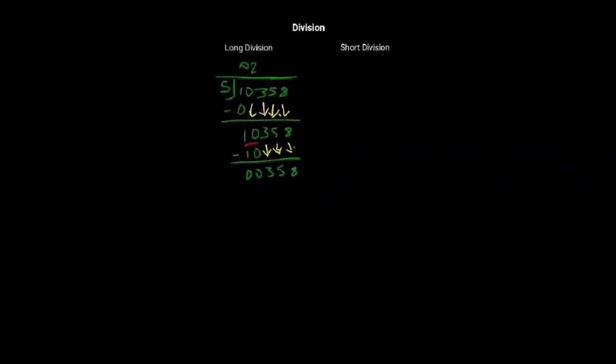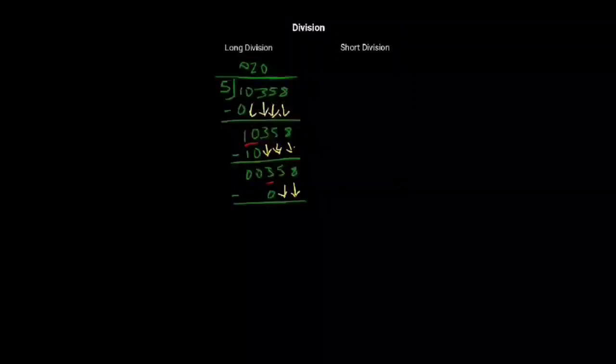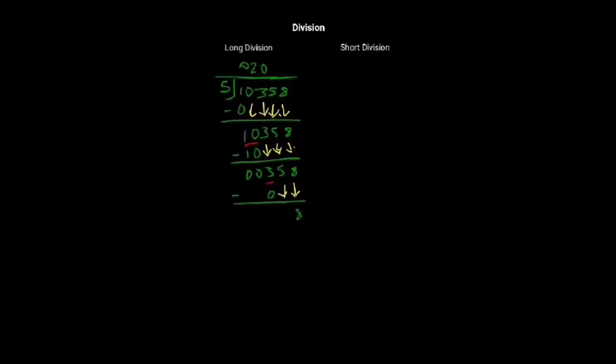Now we're moving on to the 3. 5 into 3 is 0. 5 times 0 is 0, because any number multiplied by 0 gives us 0. So 5 times 0 is 0. We subtract once again. Our 8 comes down, our 5 comes down, and 0 from 3 would give us, rewriting, we have 8, we have 5, and then 0 from 3 would give us 3.